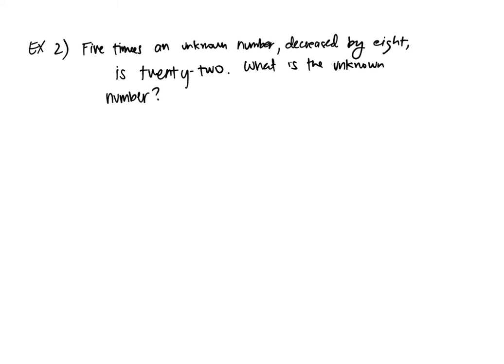The first thing you need to do with word problems is to read the problem and make note of what it's asking you. For this one, it's asking us, what is the unknown number? The first thing I'm going to do after that is to assign the unknown number a variable. Typically we want to use x, because we're used to using x. So x will be the unknown number.